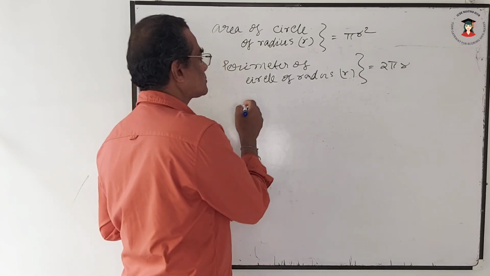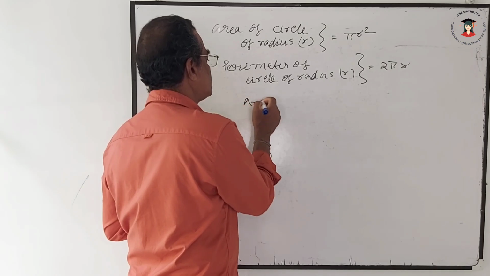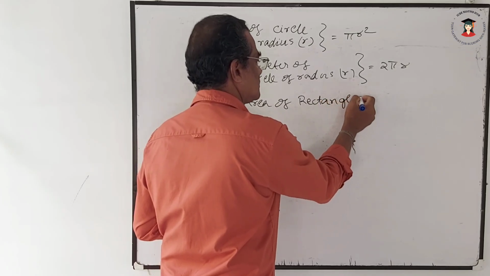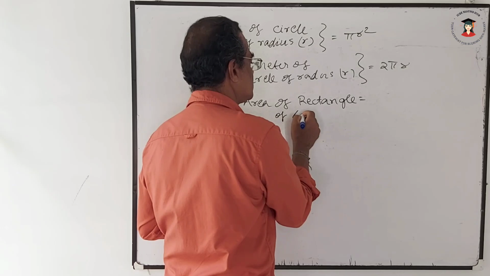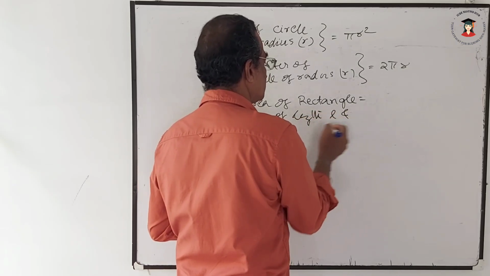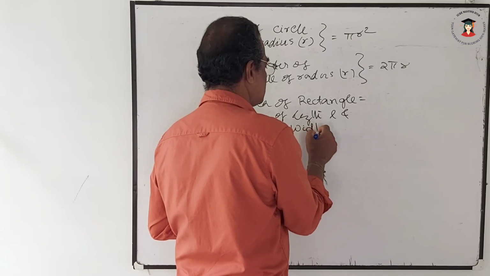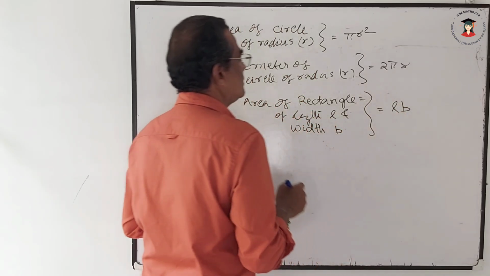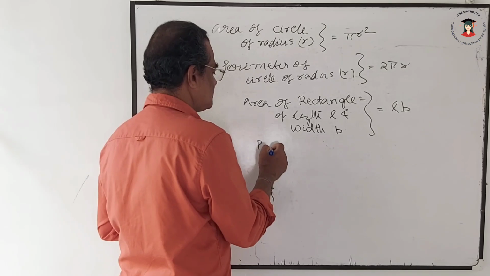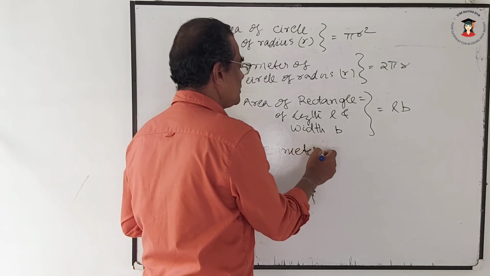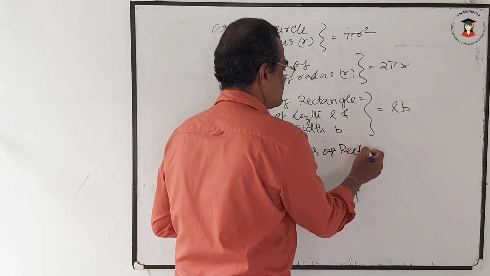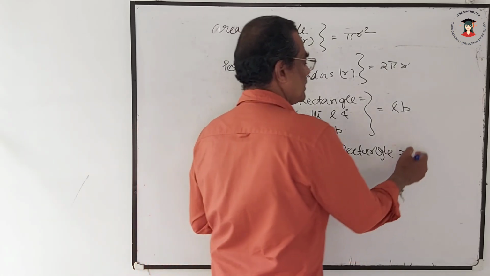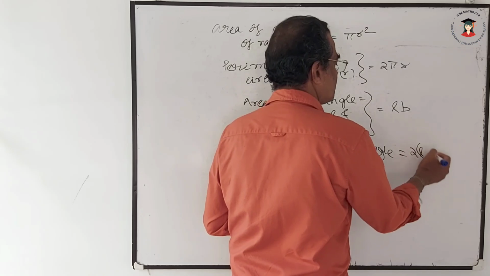And the area of a rectangle of length L and width B is equal to L into B. Then the perimeter of a rectangle of length L and width B is 2 into L plus B.